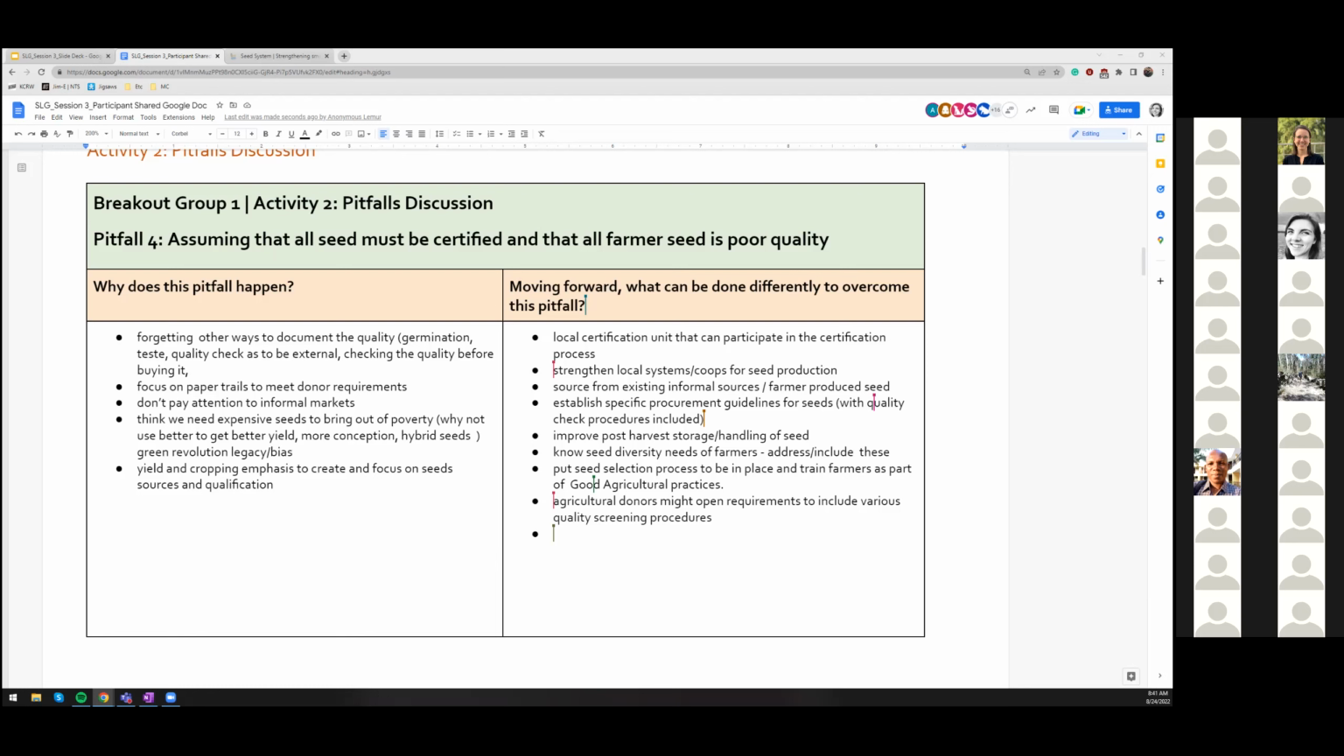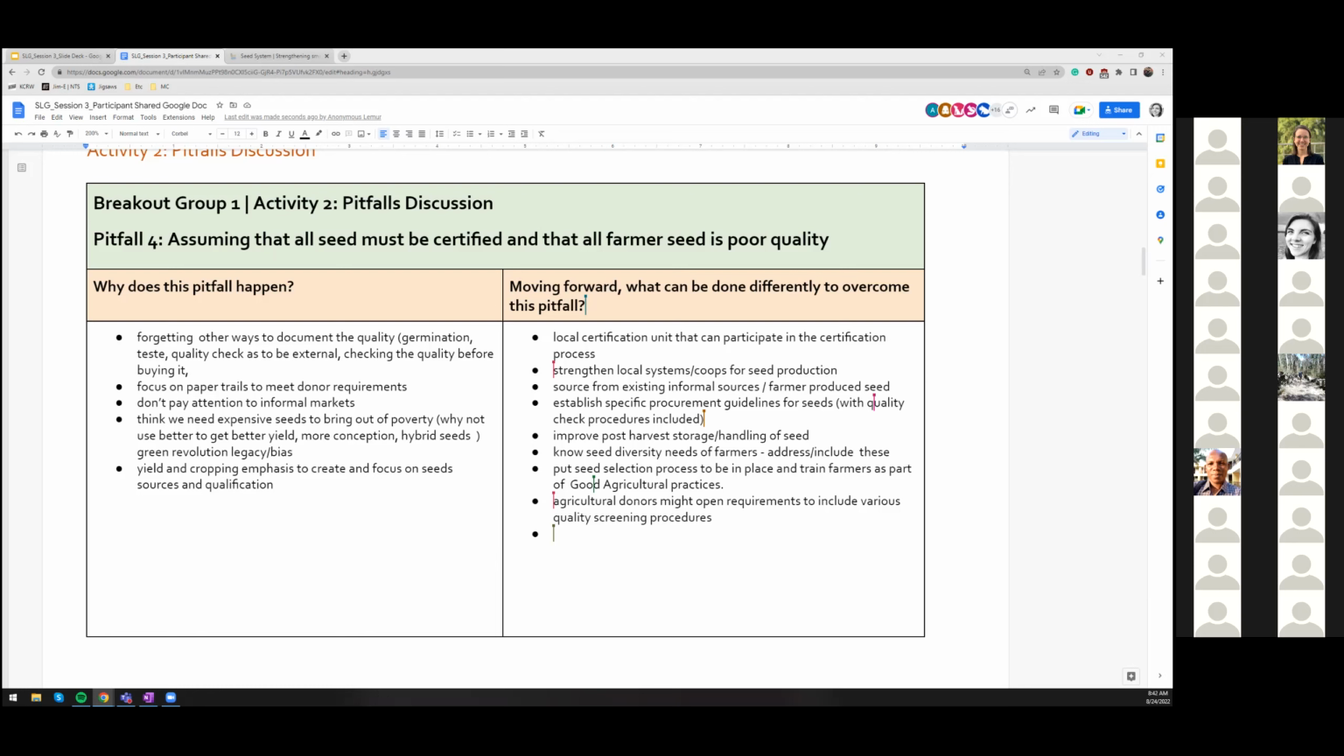Another element is strengthening the local system. That is the cooperatives who produce seeds and the private sector, every actor, either individual or cooperative, that can produce the seed in the localities should also be strengthened to strengthen the seed system.